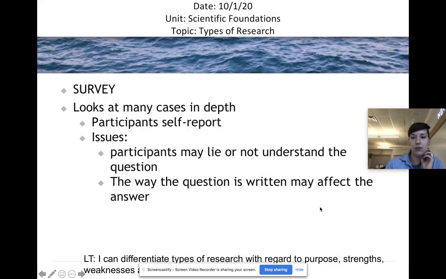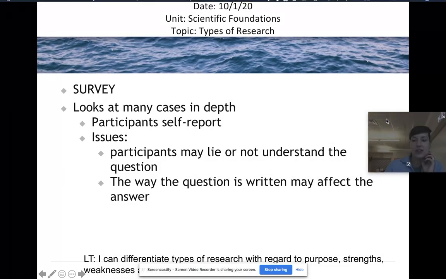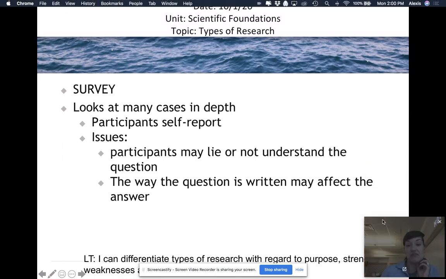Okay, so now let's talk about a survey. You've actually probably done a whole bunch of these. I know I've given a whole bunch of these in school. So this allows us to look at a ton of different people. We can do really big surveys, like 1 million people surveys. And the people self-report their answers. So no one's watching them. They're not in a lab, right? They're the ones telling you what's going on. So there are issues with this because of that.